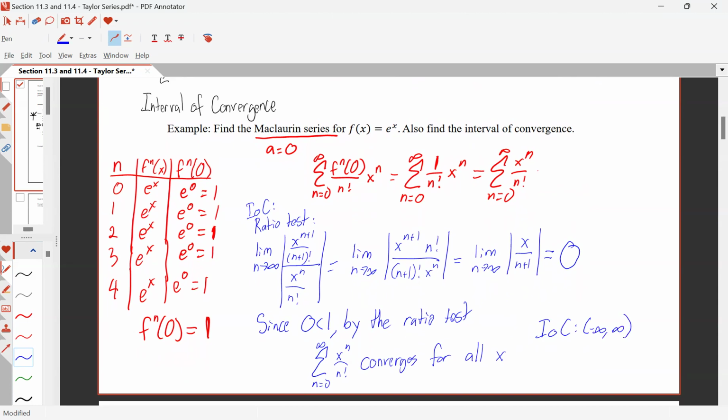At this point, we don't know if e to the x and this series x to the n over n factorial are the same on that whole interval, but we do know x to the n over n factorial has an interval of convergence of negative infinity to infinity, meaning does not matter what x I plug in, I will have a converging series. All right. We will take a look at more examples in the next video.